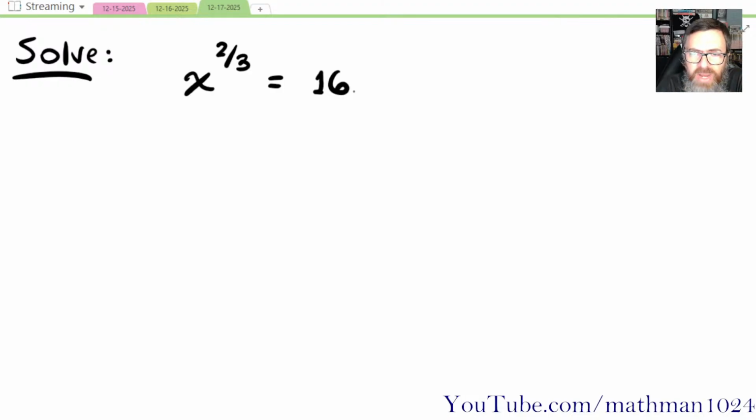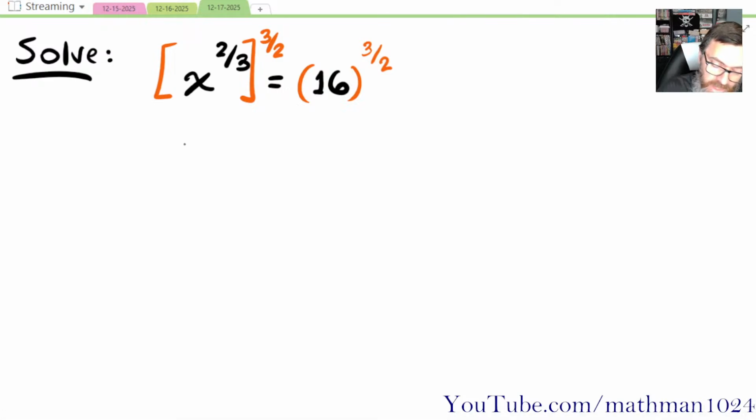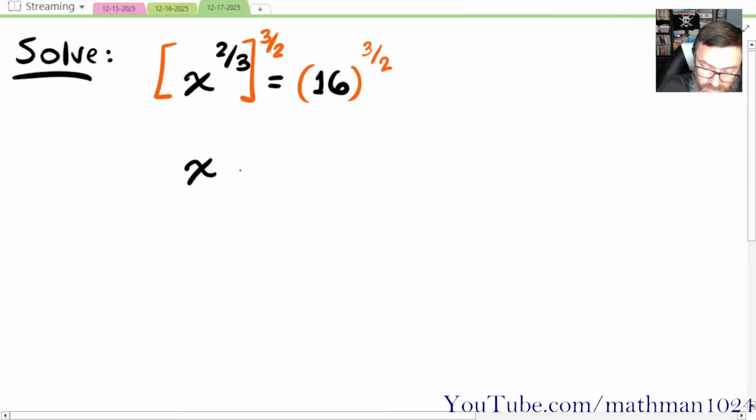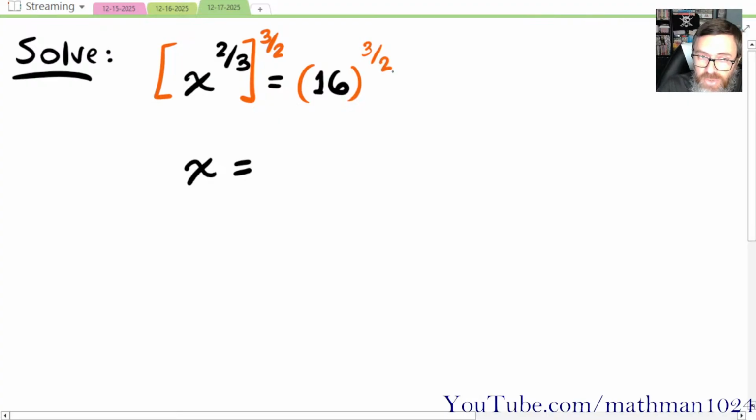So if I look at what happened in those previous examples, it seems like I should just raise both sides here to the reciprocal power, which is 3/2. So you get raised to the 3/2, and you get raised to the 3/2. On the left, we just get x. On the right, as I try to rewrite this using the radical, you'll see that my denominator is 2, so that tells me I'm dealing with the square root of 16.